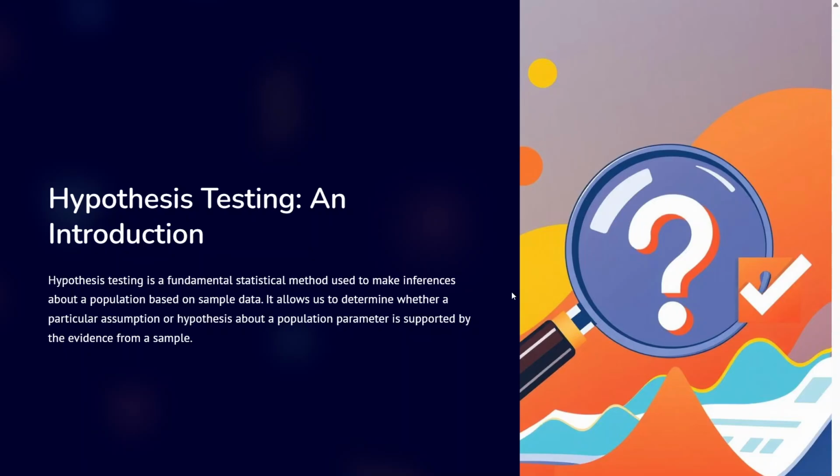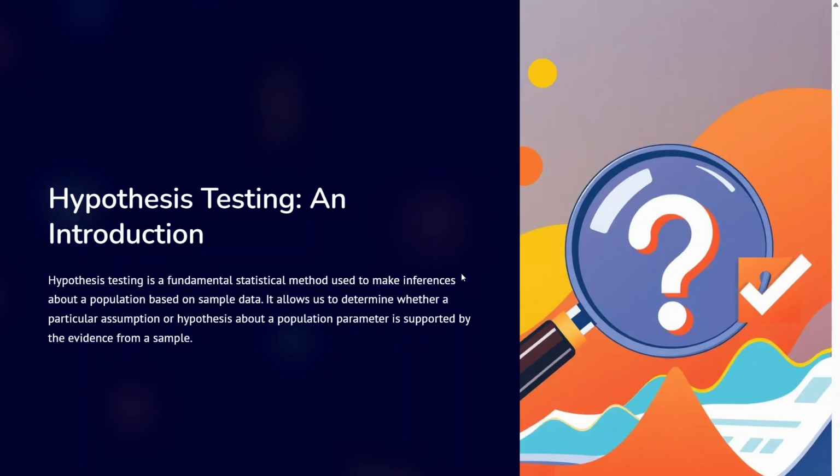Hello everyone. Today we are going to talk about hypothesis testing, one of the most important tools in statistics. In simple terms, it's how we make decisions using data instead of just guessing or relying on opinions. Hypothesis testing gives us a structured way to test ideas and see if the evidence supports them.